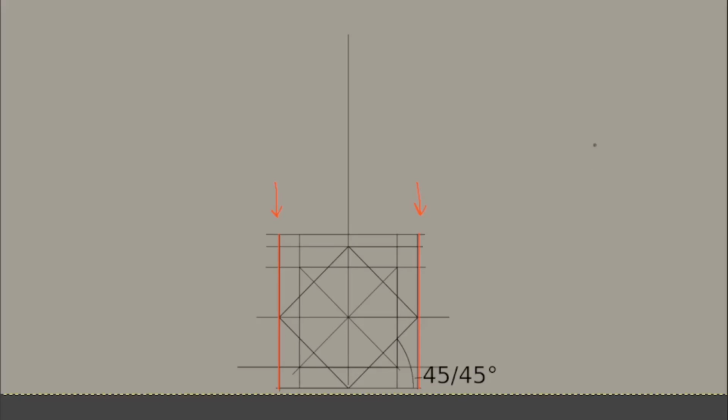Draw an X from each corner of the smaller unrotated square and the corners of the bounding box around the rotated square. Lastly, add a line dividing the first square vertically in half and then another horizontally.